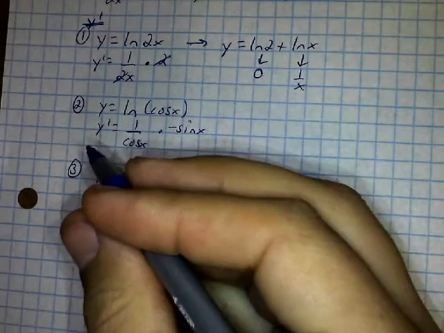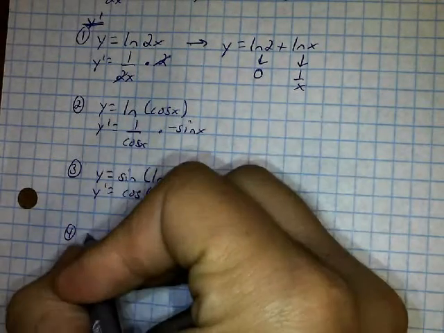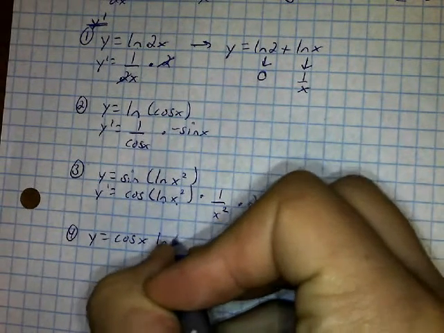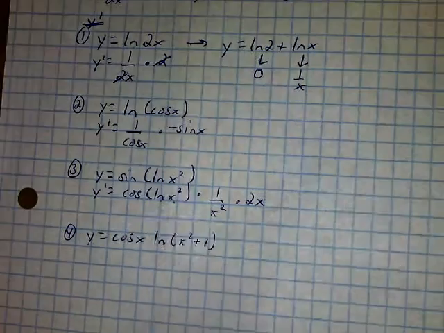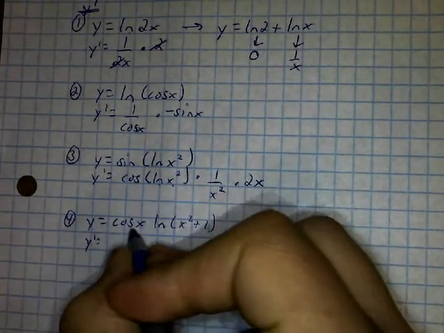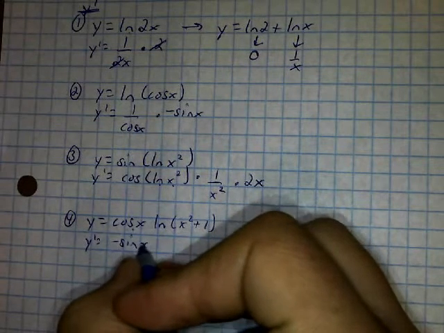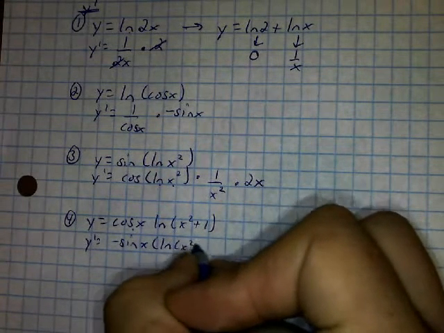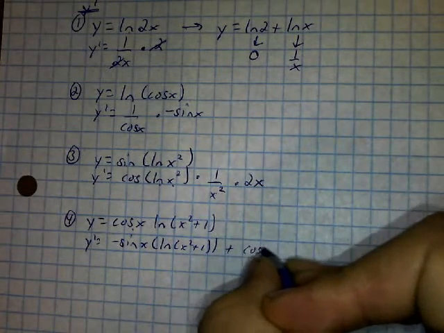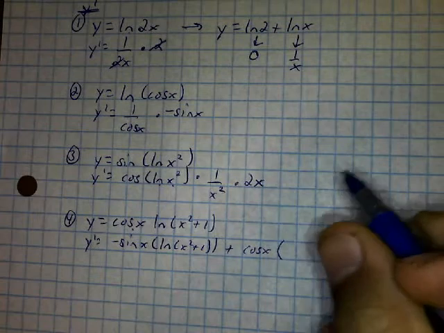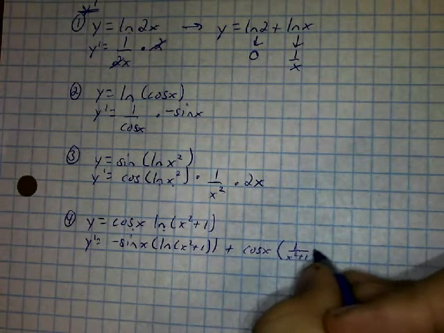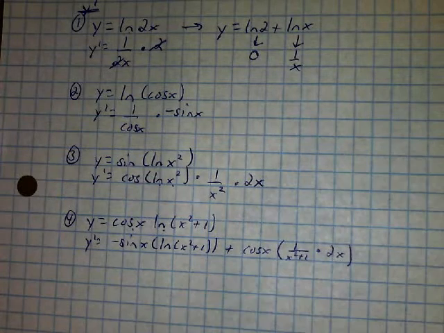Number 4. y equals cosine of x times natural log of x squared plus 1. So you can see what I'm doing here. I'm just going through all the rules. Derivative of, there's a product rule. Derivative of cosine is negative sine times ln of x squared plus 1, plus cosine times 1 over x squared plus 1 times 2x.